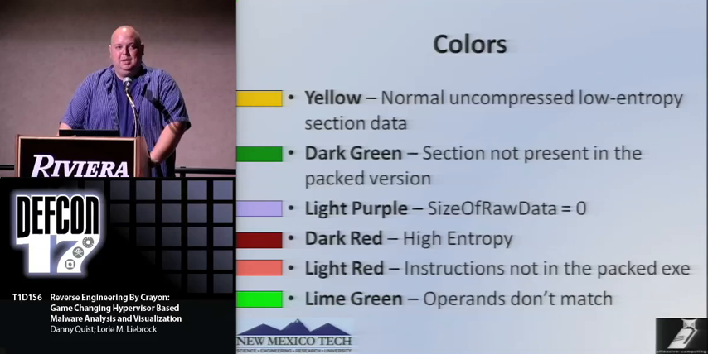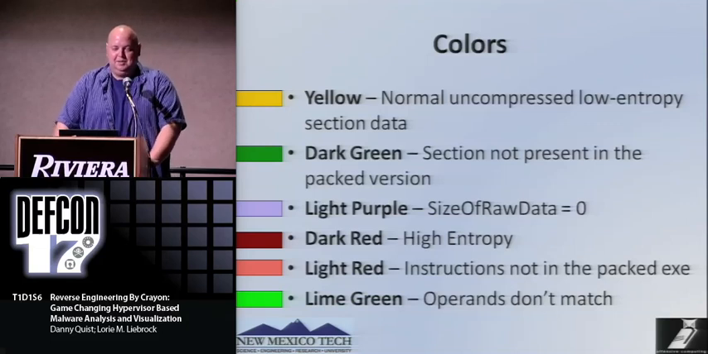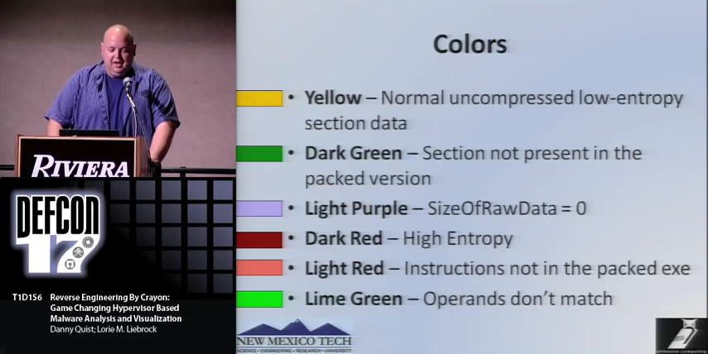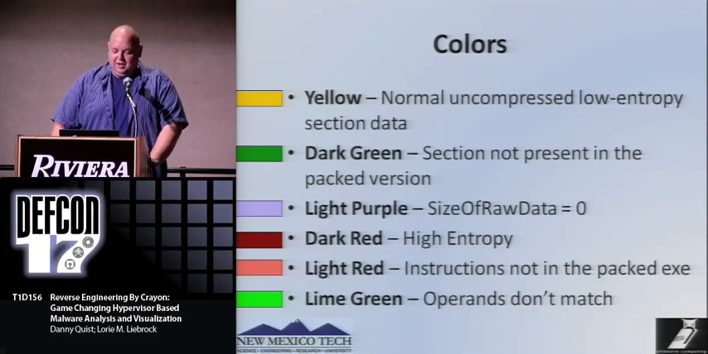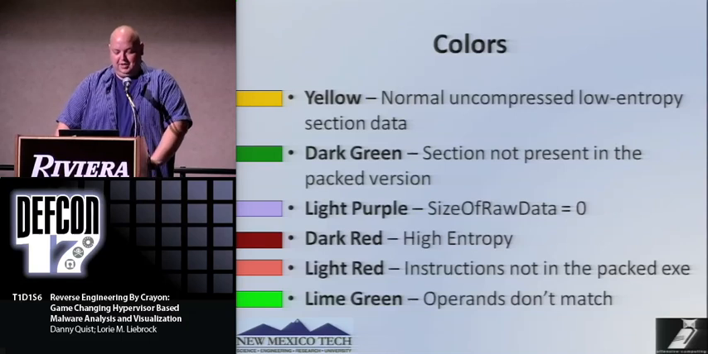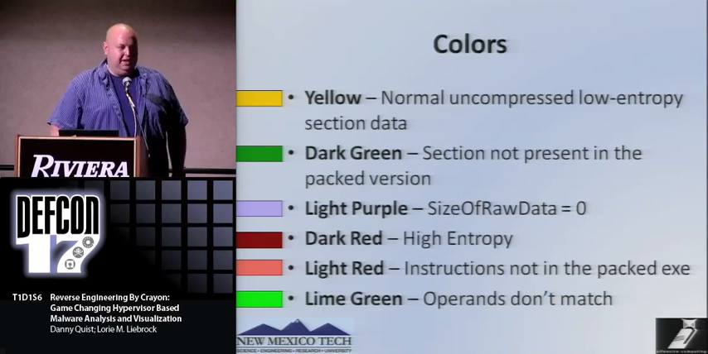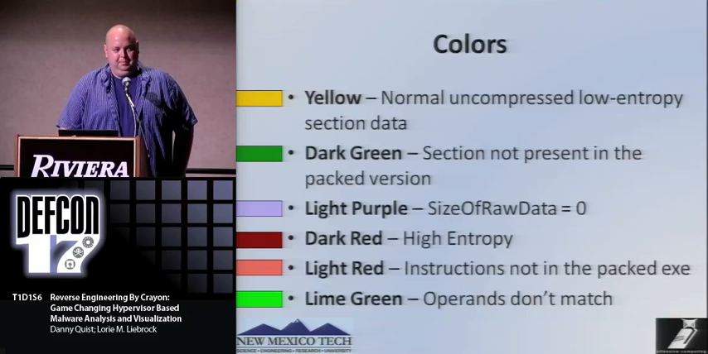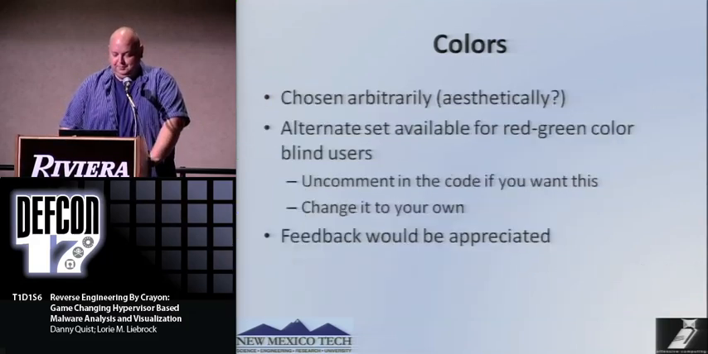Light purple is where the memory has been allocated for runtime but isn't present in the actual executable. And dark red is one that I really wanted to point out, which is the high entropy version of the code. So this would be execution inside of compressed or encoded or encrypted code, or whatever you want to call it. The other thing I wanted to point out is light red. These instructions are not in the packed executable at all. And then lime green, this is where the operands aren't going to match. So this will be any sort of shifting decode frame type attack where you're executing code over and over.